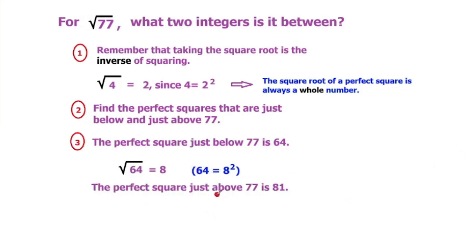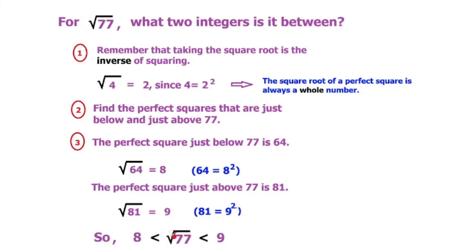The perfect square just above 77 is 81. So now, the square root of 81 equals 9 because 81 equals 9 squared. Okay, it's a perfect square.